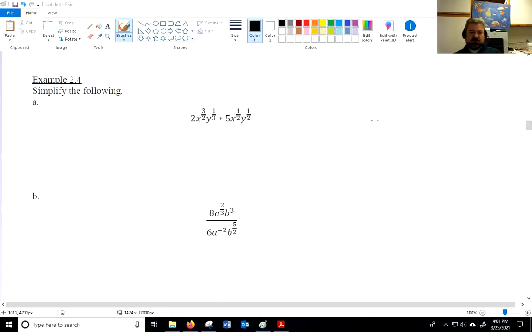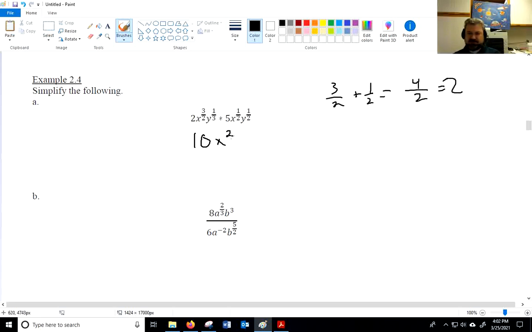All right, so now we're going to simplify some expressions that have rational exponents. The rules are the same. You just got to be careful. So I've got 2 times 5 is 10, and now I've got to add the exponents on x. So just do some scratch work. 3 halves plus 1 half. Well, these already have a common denominator. So you add the numerators, and the denominator stays the same. So the answer is 2. So this is 10x squared.